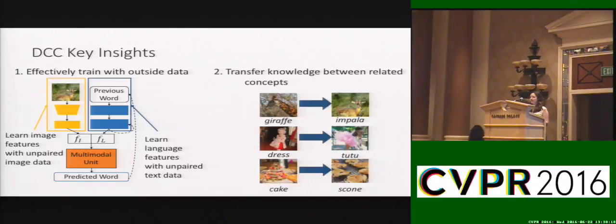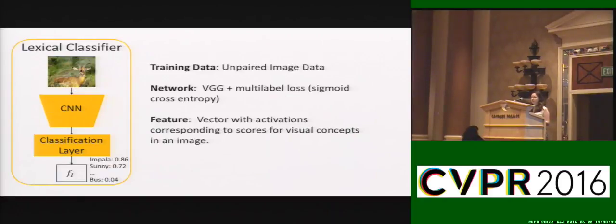The second key insight is that if we can describe an image like giraffe, which appears in our paired image sentence data, we should also be able to describe words like impala. Likewise, if we can describe dresses, we should be able to describe tutus, and if we can describe cakes, we should be able to describe scones. We train our model in 3 stages.